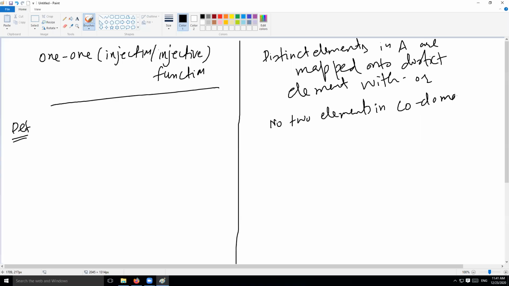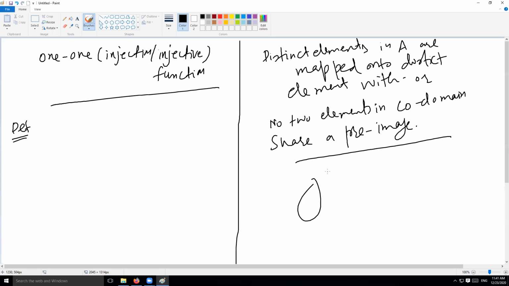Or, to be more precise, no two elements in the codomain share a preimage. This is going to be a less vague statement. What do I mean by that? The typical example is this: you have a set A and a set B, with A, B, and C, and 1, 2, 3, and maybe 4 as well. A is mapped onto 2, B is mapped onto 1, and C is mapped onto 3.